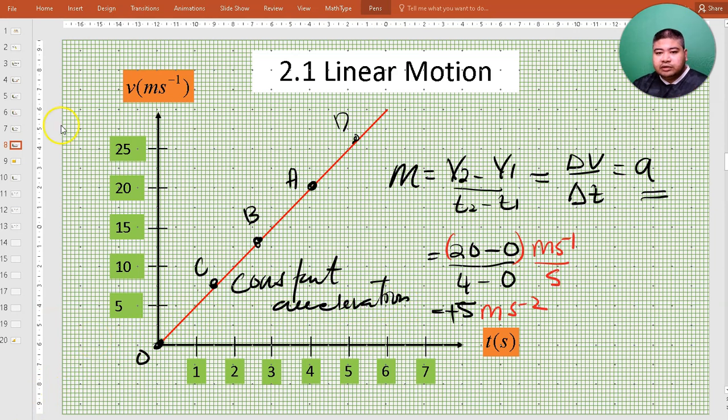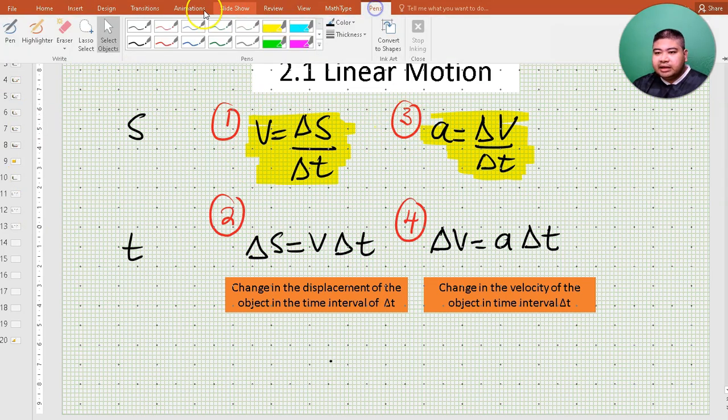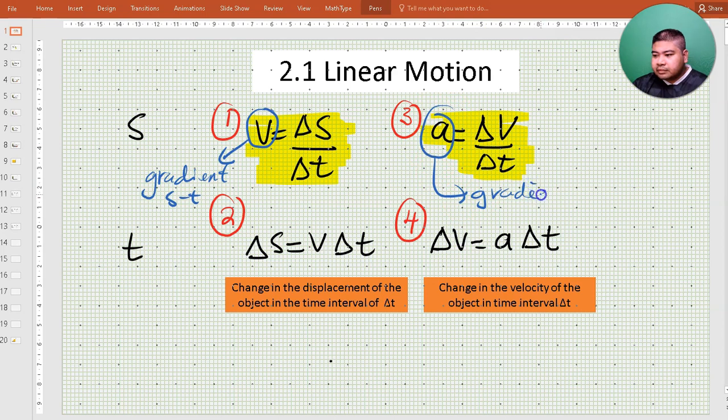So if we go back to the first slide, the first equation and the third equation are telling us that velocity is the gradient of the graph S-T, and acceleration is the gradient of the graph V-T.